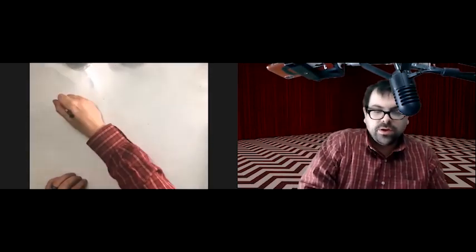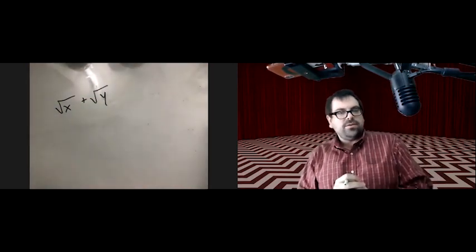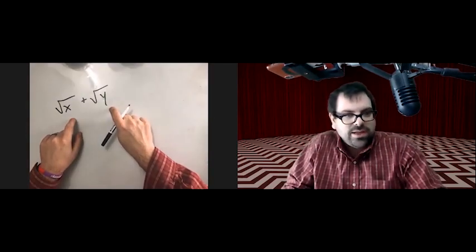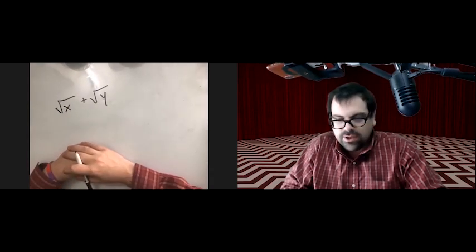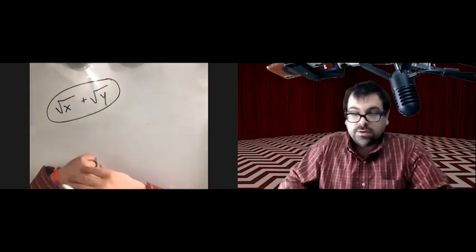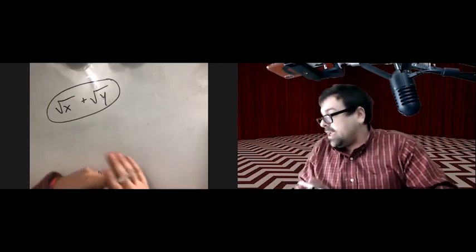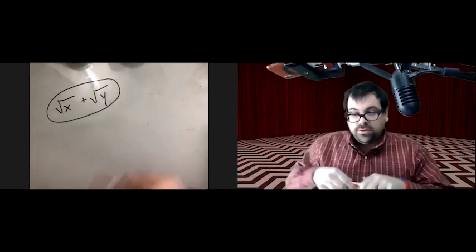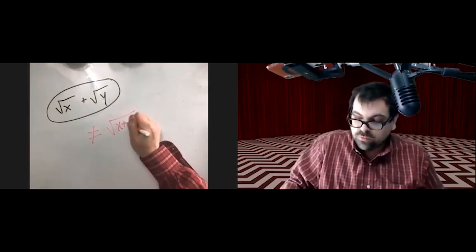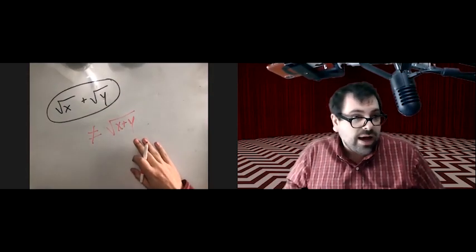How about this one? Radical x plus radical y. What's that? They're not the same radical. That's right. They're not the same radical. So we can't add them. This is the answer. We can't take it any further. It is absolutely not radical x plus y. Radical x plus radical y does not equal radical x plus y.